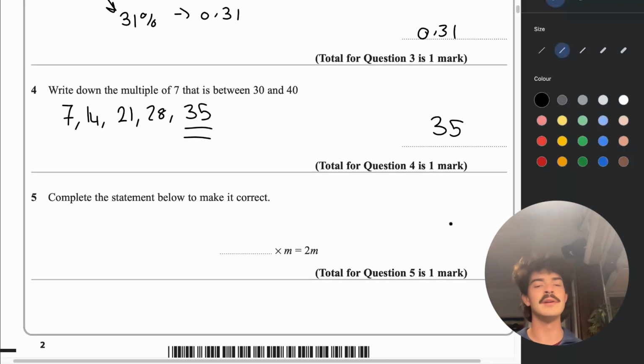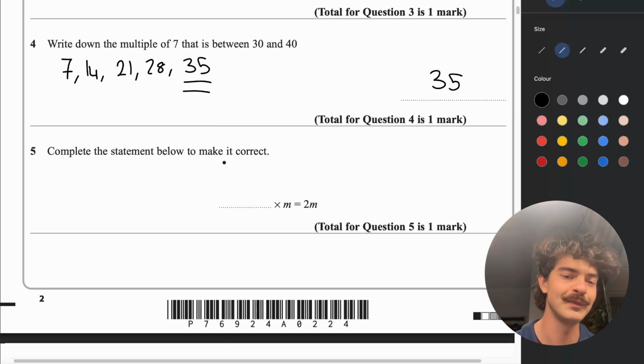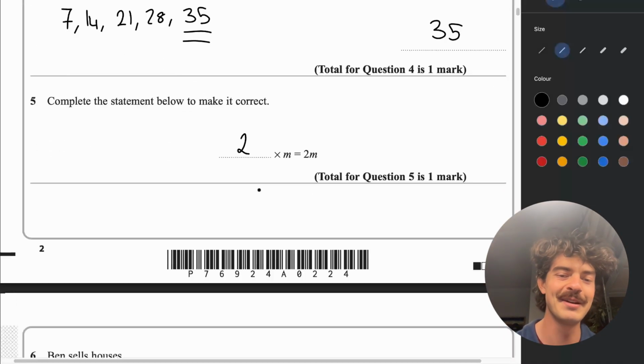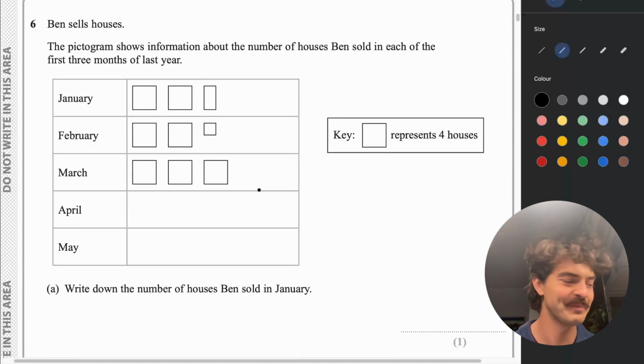Complete this statement below to make it correct: something times m is 2 times m. All right, that kind of gives that one away. Nice, and we're doing very well.